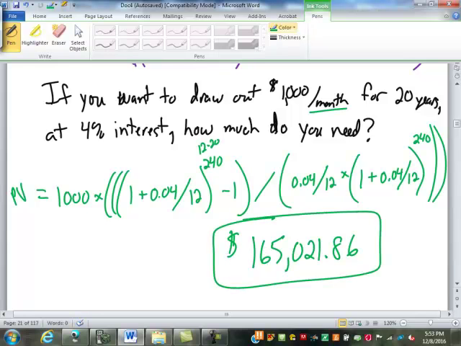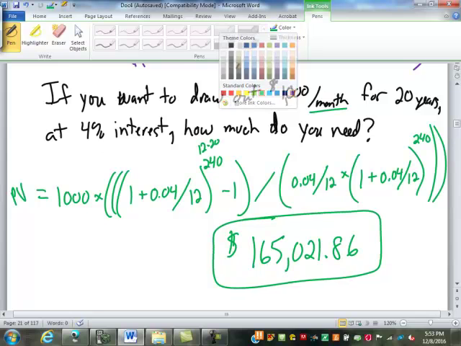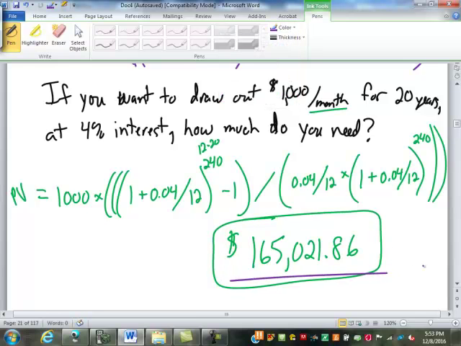So you think about that, $1,000 a month for 20 years. $165,000 isn't that much to have to start out with. That's not a bad return. If you think about that, $1,000 a month times 12 months in a year times 20 years. How much are you really drawing out? That's $240,000. So you're doing okay there. Any questions?